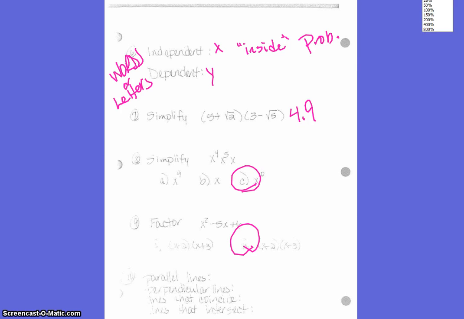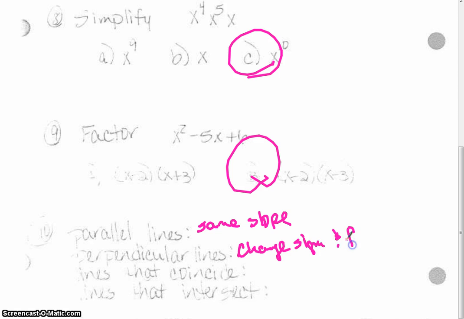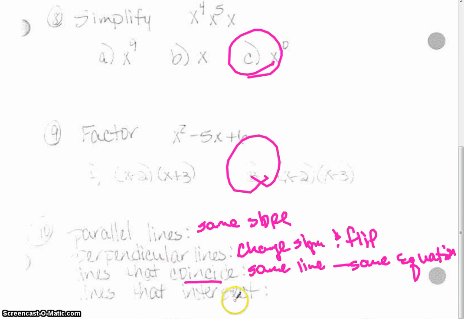Okay, the last thing we need to talk about is we need to remember that parallel lines have the same slope. Perpendicular lines, you change the sign and flip the fraction for your slope. Lines that coincide, that means they are the same line. Coincide is right on top of each other, which means that they will be the same equation. Okay, both the slope and the y-intercept are the same. Lines that intersect just have some kind of different slope.